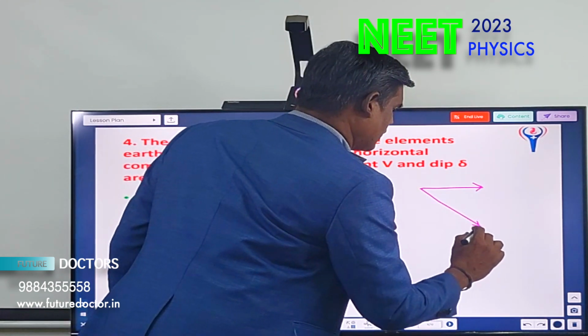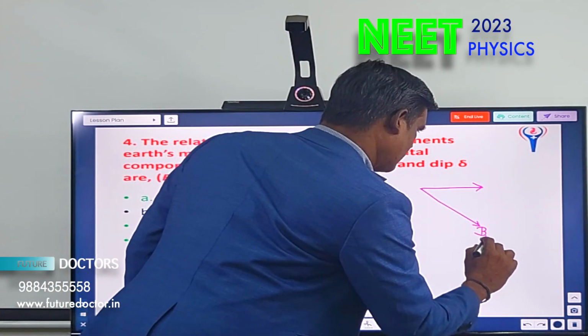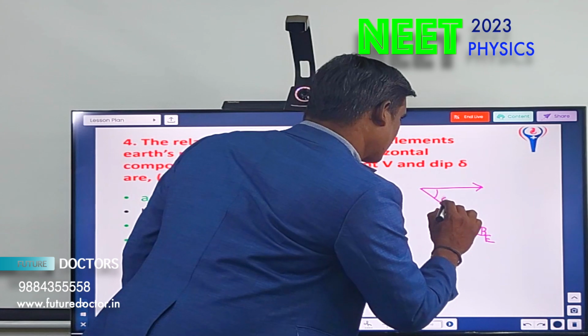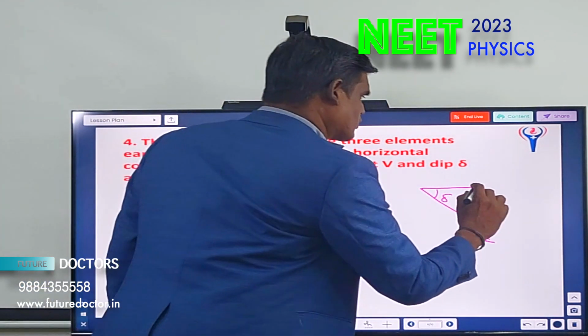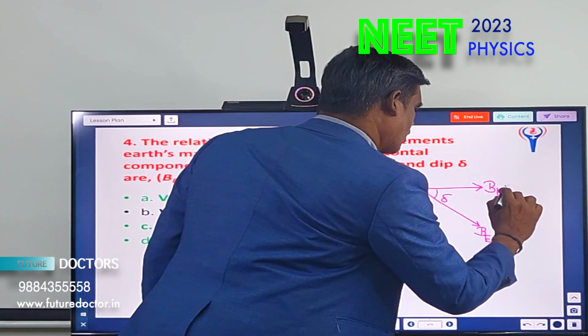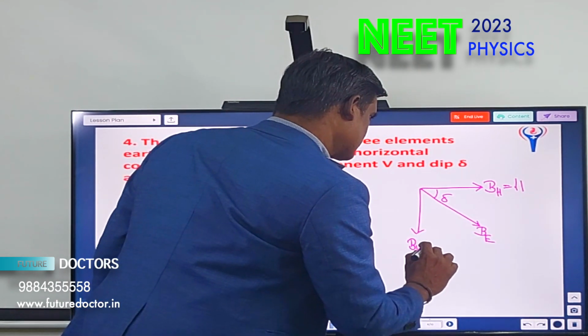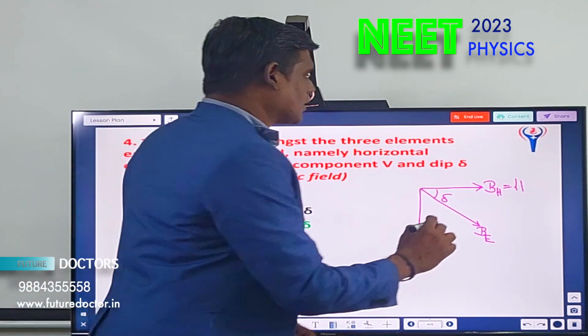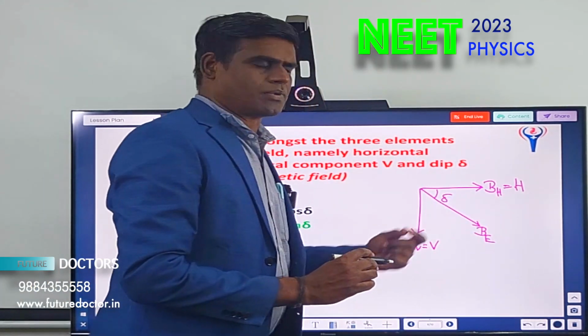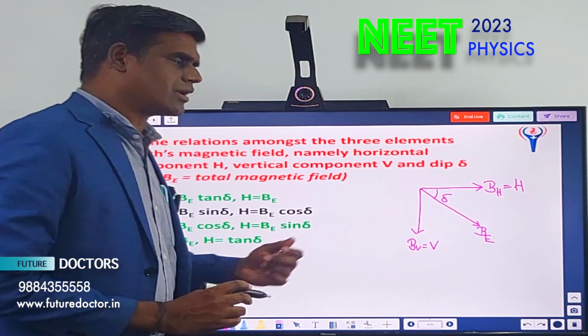Is this the BE only? Yes, BE is the total magnetic field, and it makes an angle theta, here the angle delta, the dip. Then this will be BH or just H, and this will be BV or just V. BH or H is the horizontal component, and BV or V is the vertical component.